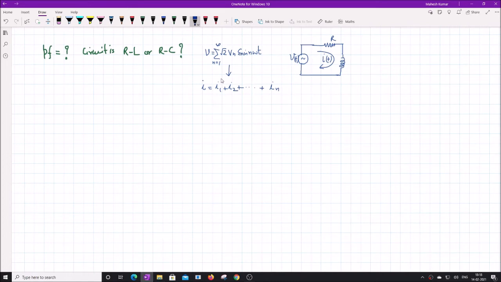From AC circuit analysis you can find out what I1, I2 and I3 and so on are, by simply using phasors. For example, here I1 is nothing but V1 by the square root of R squared plus ω squared L squared, the magnitude of the impedance, with an angle of minus tan inverse ωL by R.